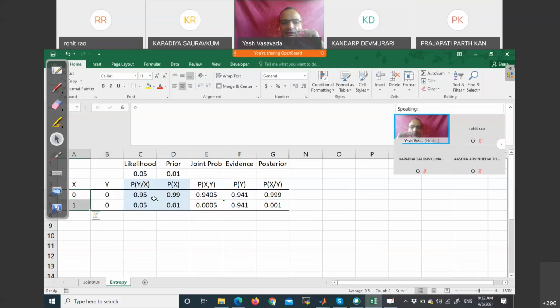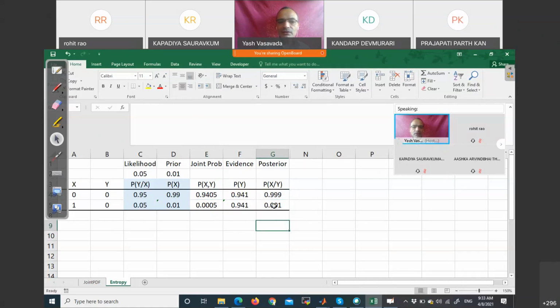And therefore, we can apply the rule of marginalization, where we add up the corresponding joint probabilities. So the probability that y is equal to 0 is given by summing these 2 values. And so you get the probability of y equal to 0. Now you can take the conditional probability of x given y by just dividing E4 with F4. And here you would divide E5 with F5. So this is the posterior.